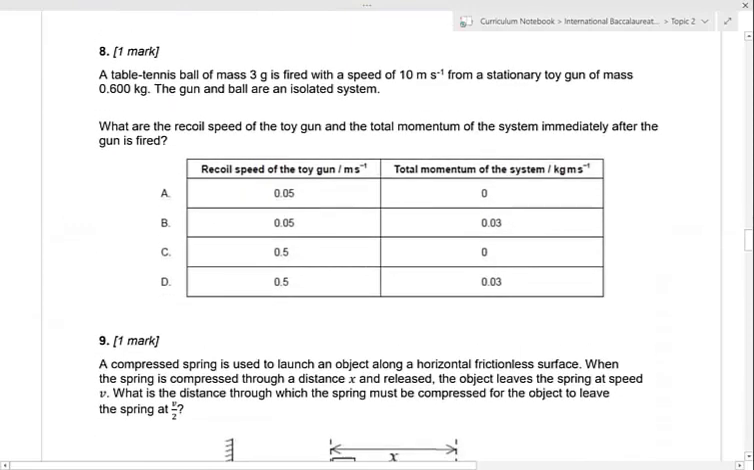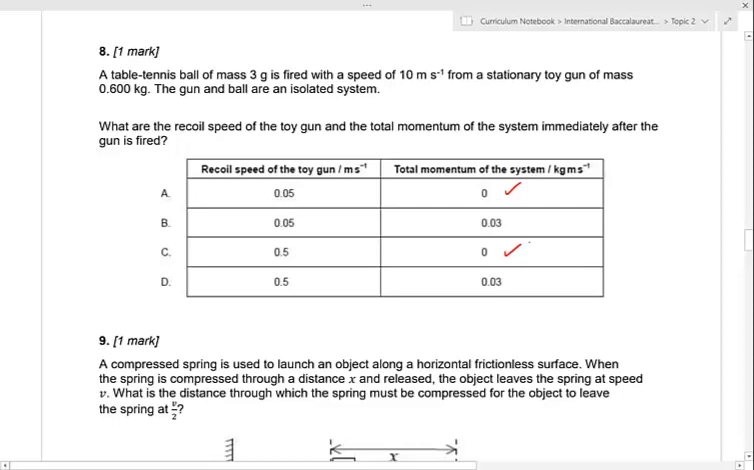A table tennis ball of mass 3 grams is fired with a speed of 10 meters per second from a stationary toy gun of mass 0.6 grams. The gun and ball are an isolated system. What are the recoil speed of the toy gun and the total momentum of the system immediately after the gun is fired? So they were both stationary to begin with, so the total momentum after the gun is fired must remain 0. So it's one of those two.